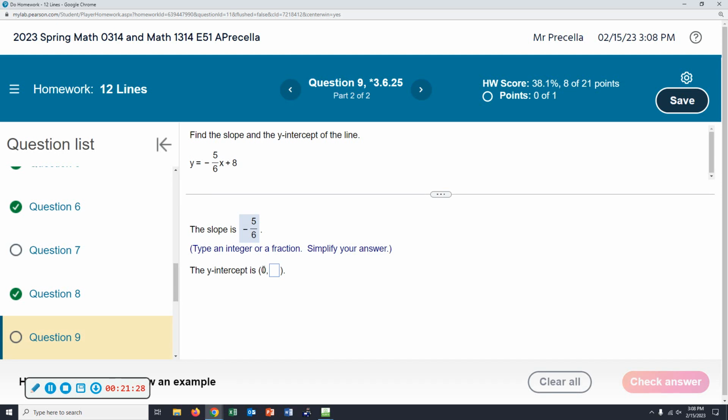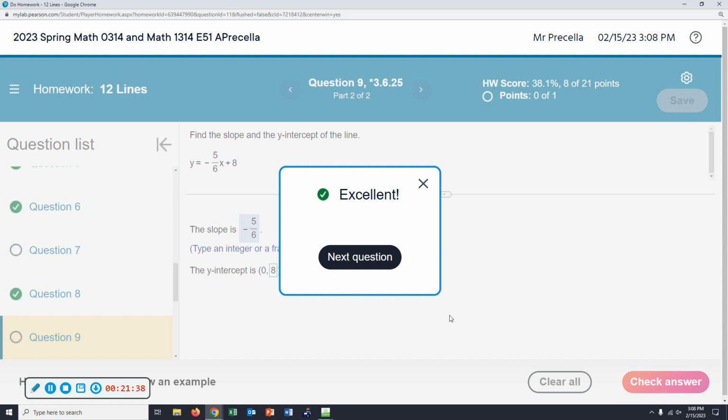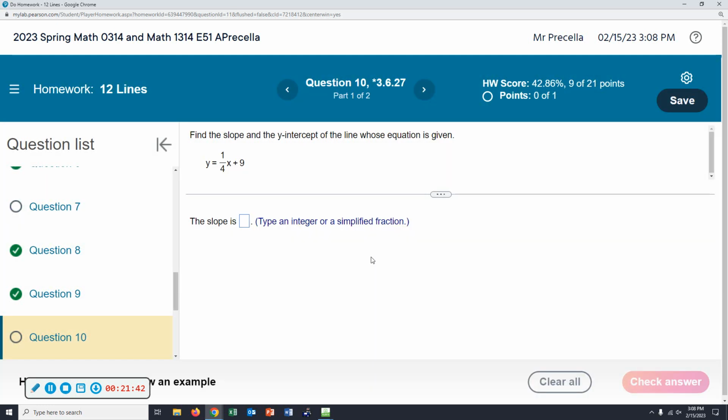The y-intercept, they already give you the 0, comma. I wouldn't expect them to keep doing that. I would think they're going to make you type in that ordered pair. I figure this is just the first one we did. Number 10, at least it's already solved for y. I don't think that's going to continue.